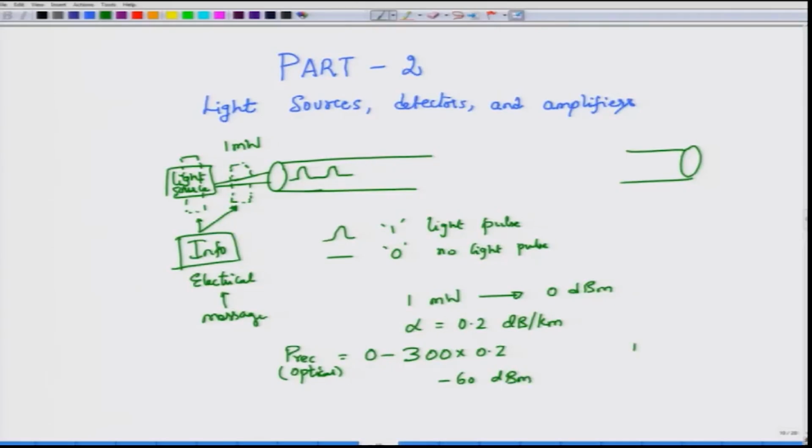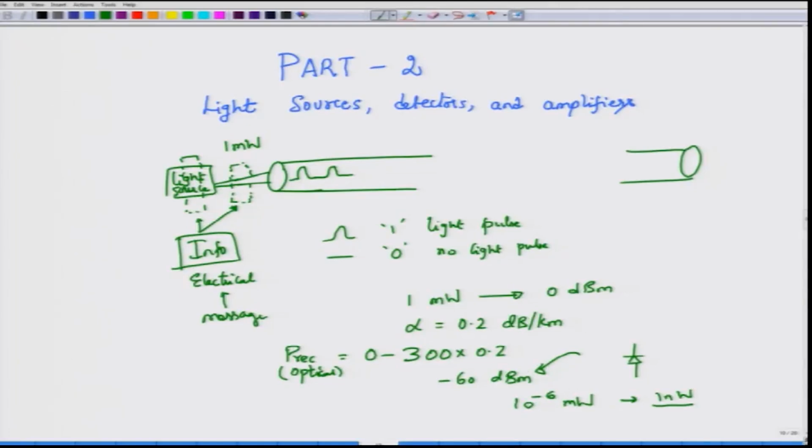Now, most photodetectors would not be able to sense this very small amount of optical power. How small is minus 60 dBm? Minus 60 dBm is actually 10 to the power minus 6 milliwatt. Equivalently, this is about 1 nanowatt. Most detectors without any additional support cannot detect this amount of power. It is a very low power for the photodetector to directly detect the optical signal.